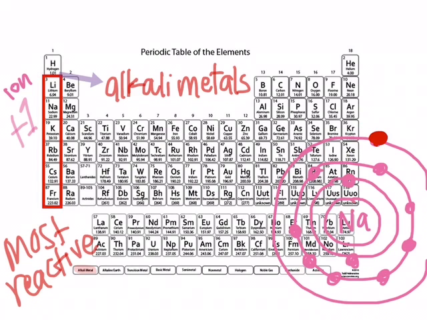So, because it's easier to lose 1 electron than it is to add 7, sodium is going to try to give this electron away to another element, and it's going to become a positive element because it has lost a negative electron. Other facts about the alkali metals are that they are soft, silvery, and shiny. They're very reactive, especially with water, and they conduct electricity.